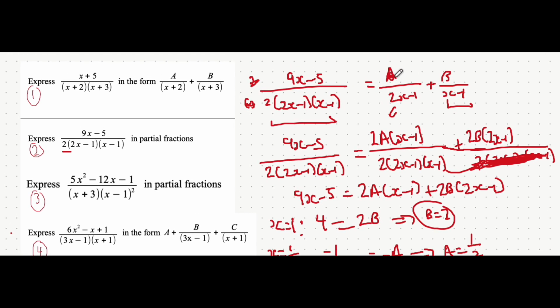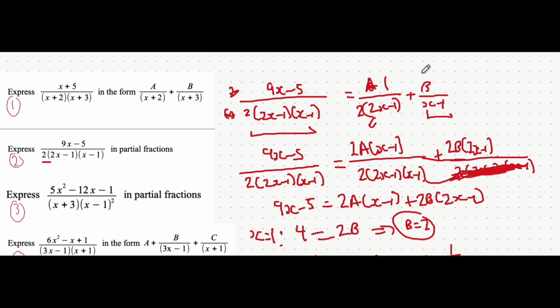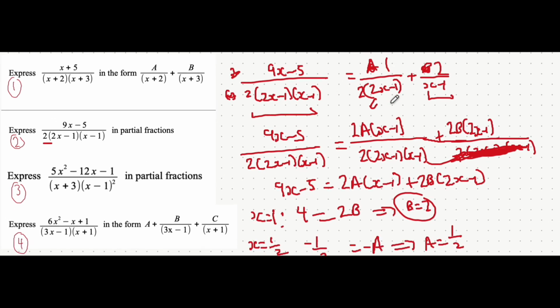Now that we've got values of a and b, we're going to replace a with a half, which is 1 in the numerator and 2 in the denominator. And then b, we're going to replace with 2. And that's your final answer.